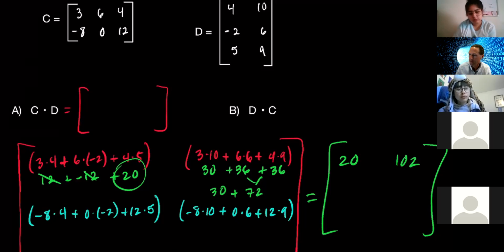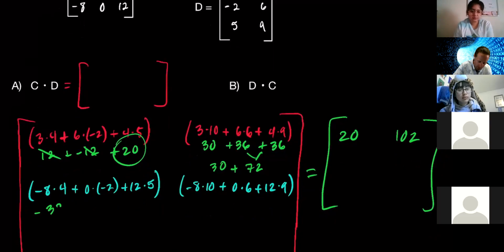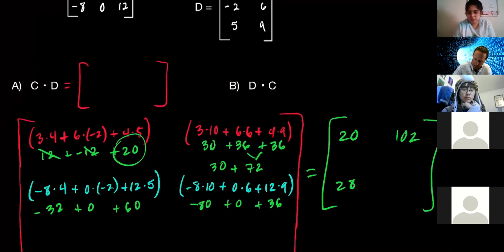We're multiplying. Things are going to get bigger. All right. And then this one, negative 32 plus, I like that one, 0 plus 60. So 60 minus 30 is 30. Minus 2 more, be a 28. Negative 80. There's my 0 again. Plus 36. So it's definitely going to be negative. 80 minus the 30 would be 50. Minus 6 more, 44.